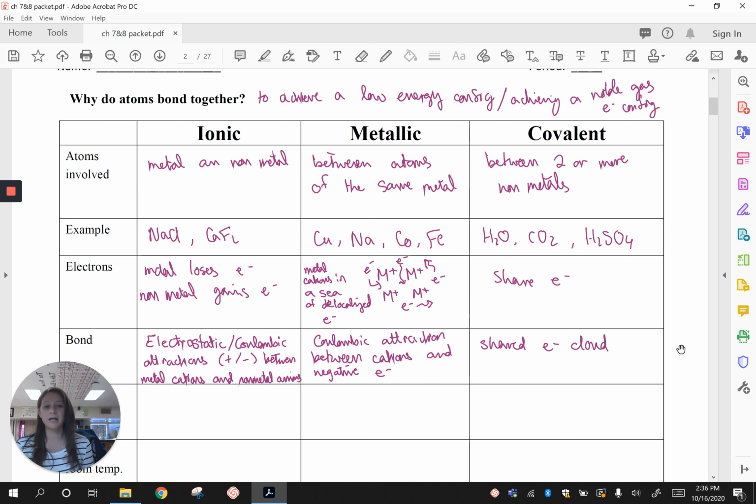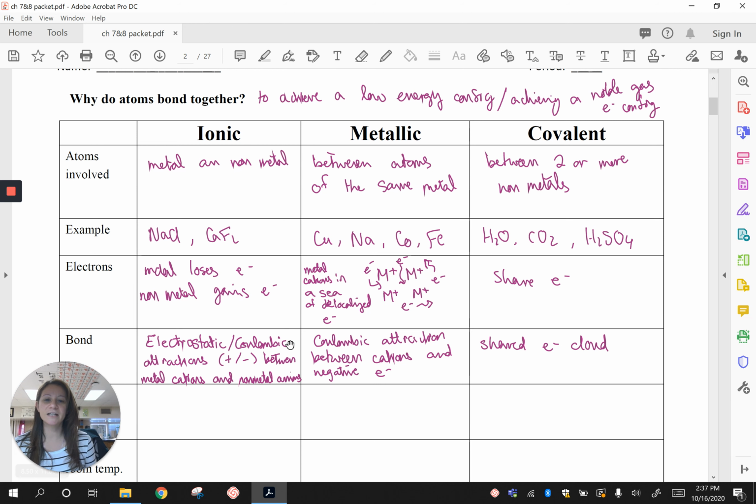Covalent bonding would be like going to a potluck. We're all hungry. We all bring our food, and we all put it on the table and we all share and we all eat. So that way we all benefit from all the different kinds of food. And so same idea here, all the non-metals want those extra electrons, so they all learn to share their electrons.